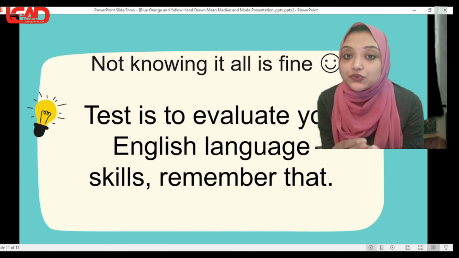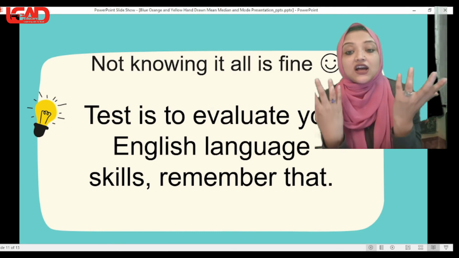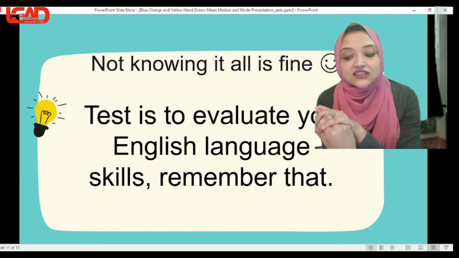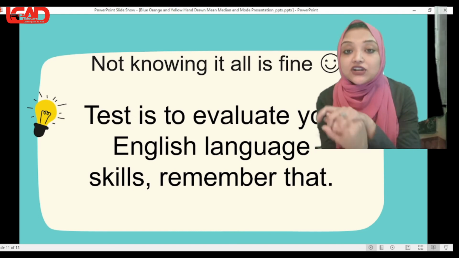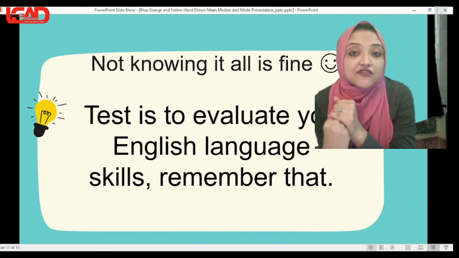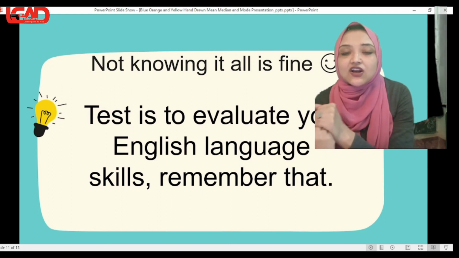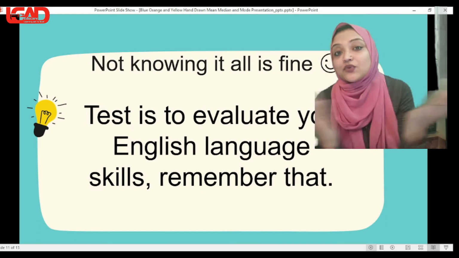So what should you do? Well, be honest. Tell the examiner, I'm extremely sorry, but this topic is something that I have no idea about. I'm not a person who reads a lot about space or have enough knowledge about space. So I cannot really say whether space tourism should be allowed or not, as I have no idea about it.